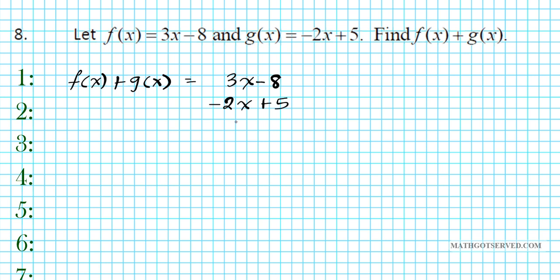Let's go ahead and carry out the combination of like terms. Let's deal with the first degree variable term first. 3 minus 2 is simply 1x. Negative 8 plus 5 is negative 3. So there goes your final answer for f of x plus g of x.